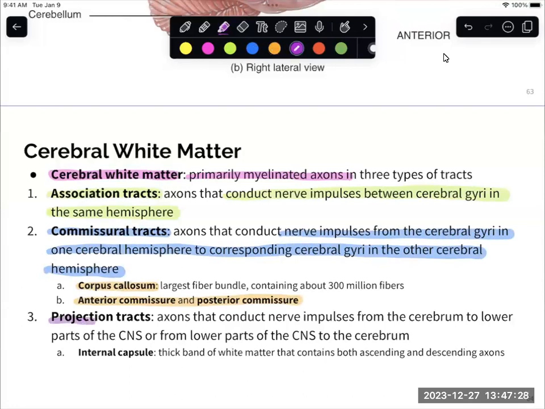And then we have projection tracts. This is information from the cerebrum to the lower parts of the central nervous system, or from the lower parts up to that cerebrum, also known as the internal capsule. This is ascending and descending tracts from or to that cerebrum.